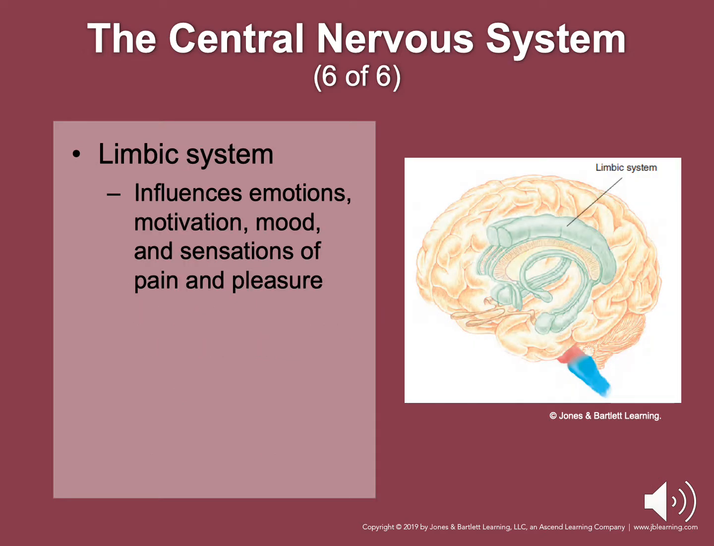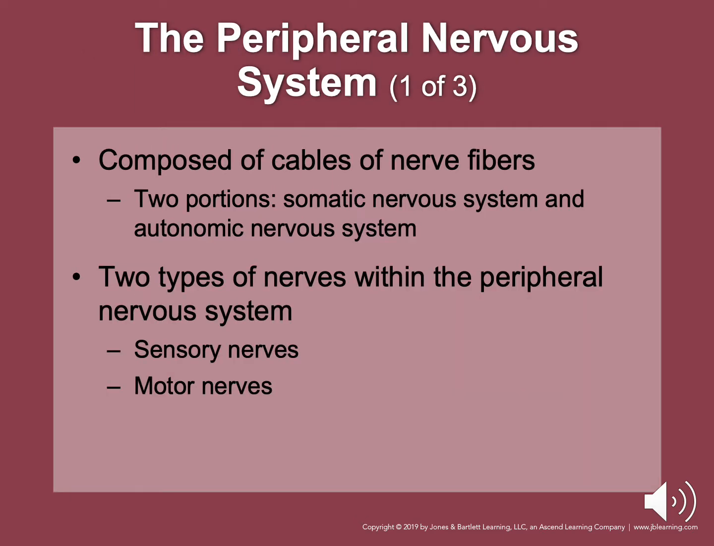So the motor nerves carry information from the central nervous system to the muscles of the body. Electrical impulses that are produced by the cell body in the spinal cord are transmitted along the motor nerve into the muscle and cause it to contract.